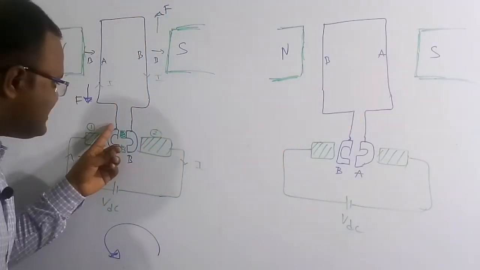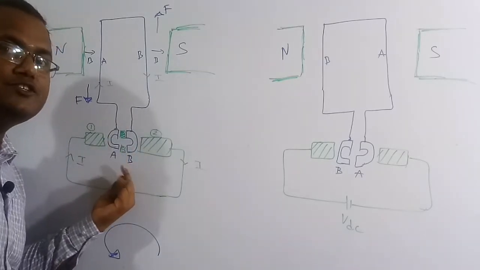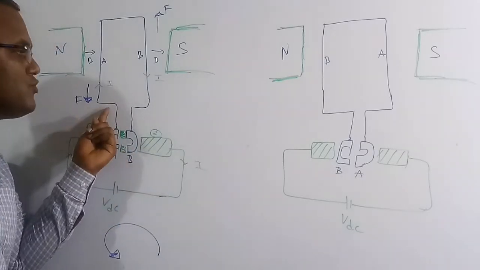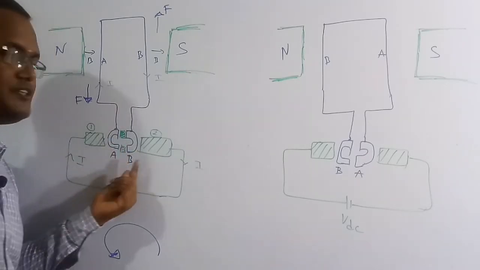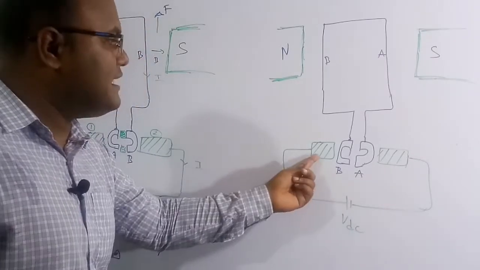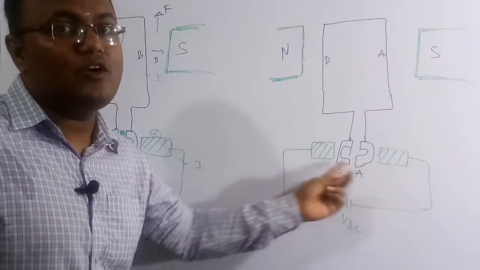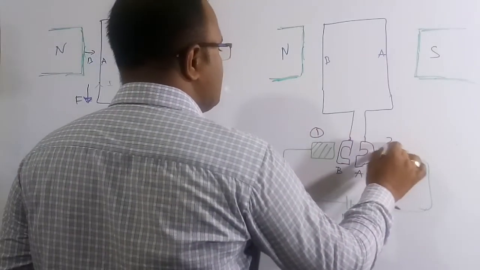See, as this wire is soldered to the commutator, these commutators are also going to rotate. Because of the soldering, if the wire rotates, the commutator also rotates. So B is going to come here and A is going to go here. But still the brushes are fixed. They are not going to change. So this is the same: brush 1 and brush 2.